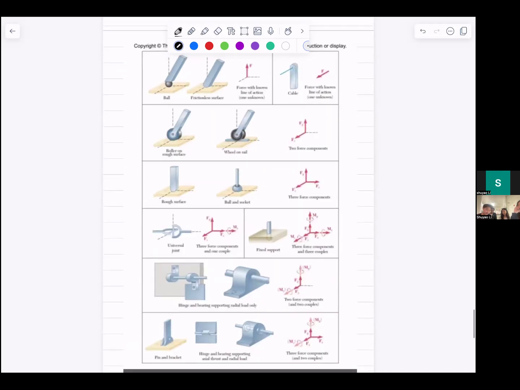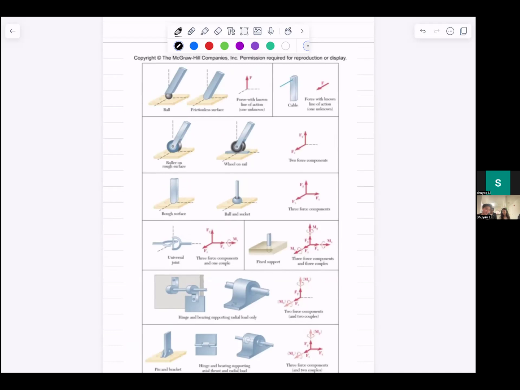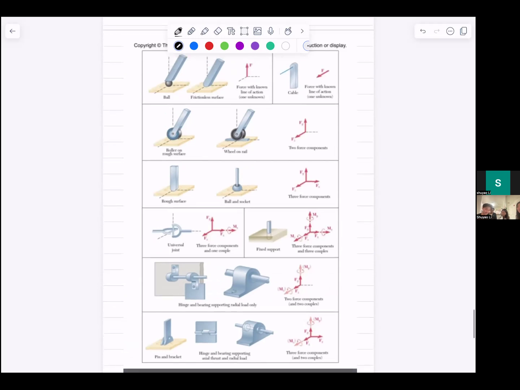So here I have a list of all the different joints that we have. We have a ball, we have a roller and rough surface, roller on rail, rough surface, ball and socket. So you can go through each one of these, and we're going to link this, and you can see each reaction for each of the joints. When you have a problem and you want to do a 3D force equilibrium solution, the first thing you want to do is recognize the different joint that you have. And with that, you can identify what reaction force you need to include in your free body diagram.